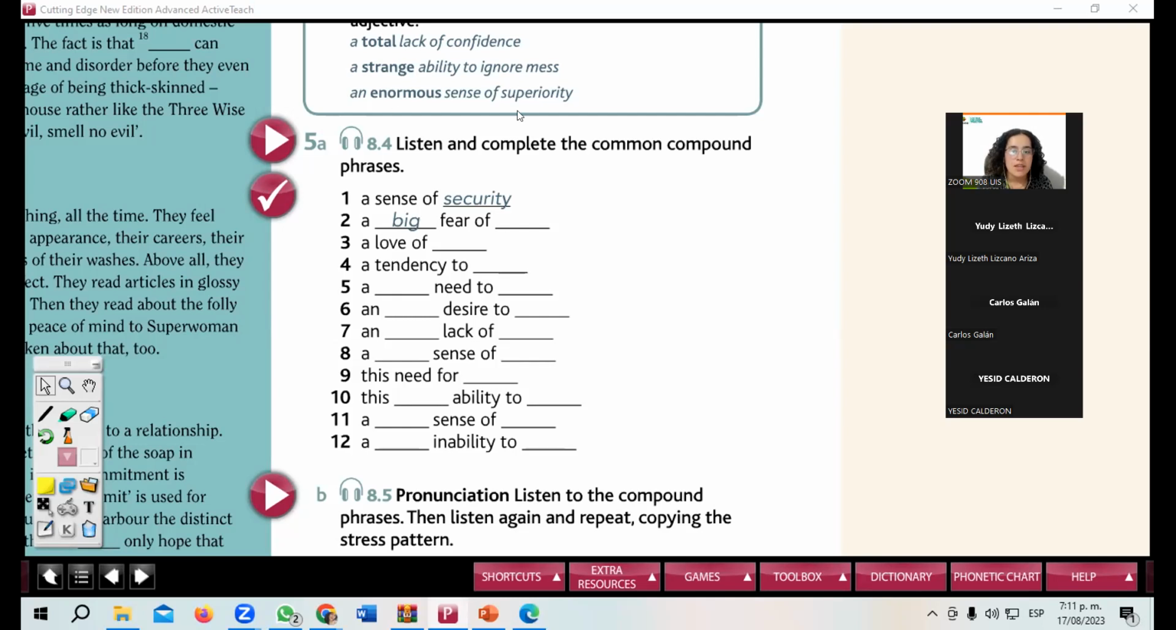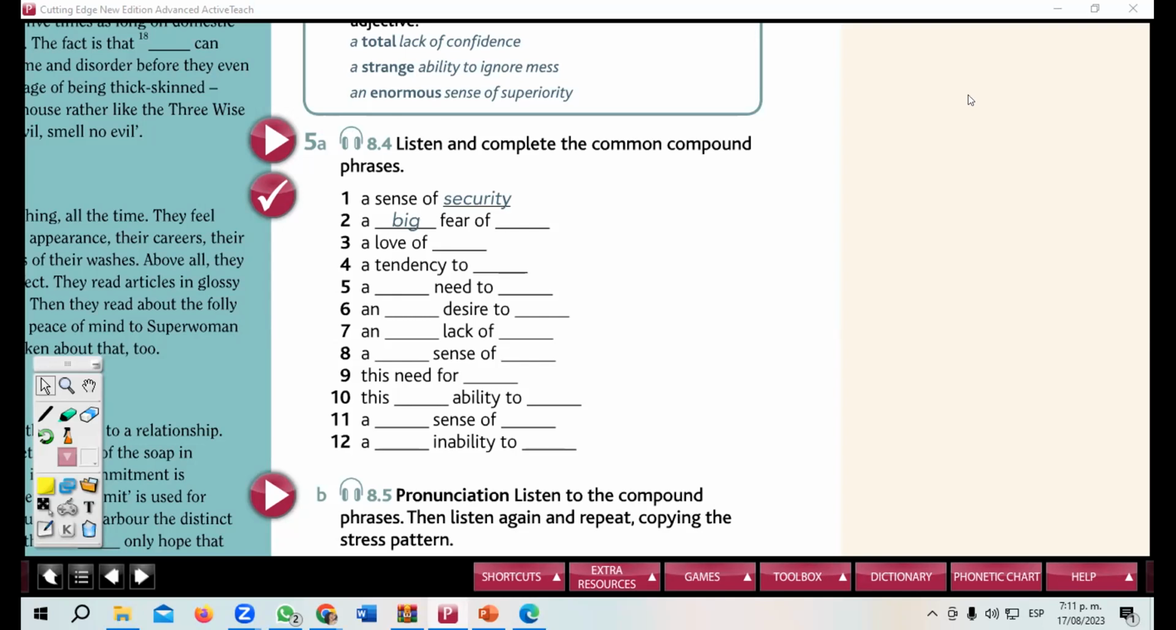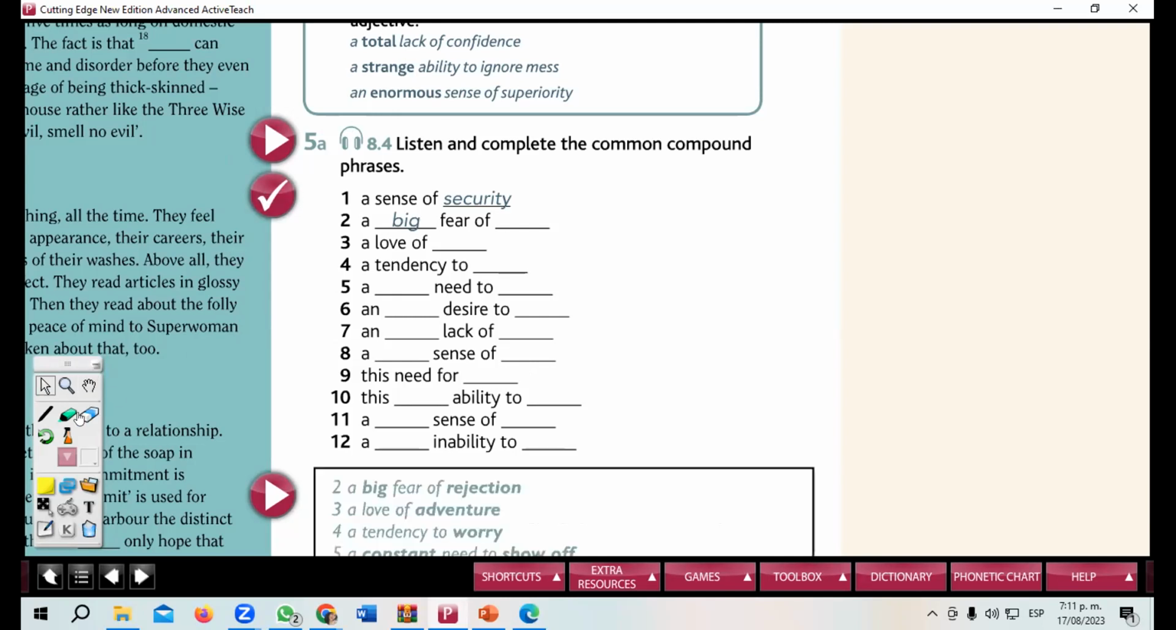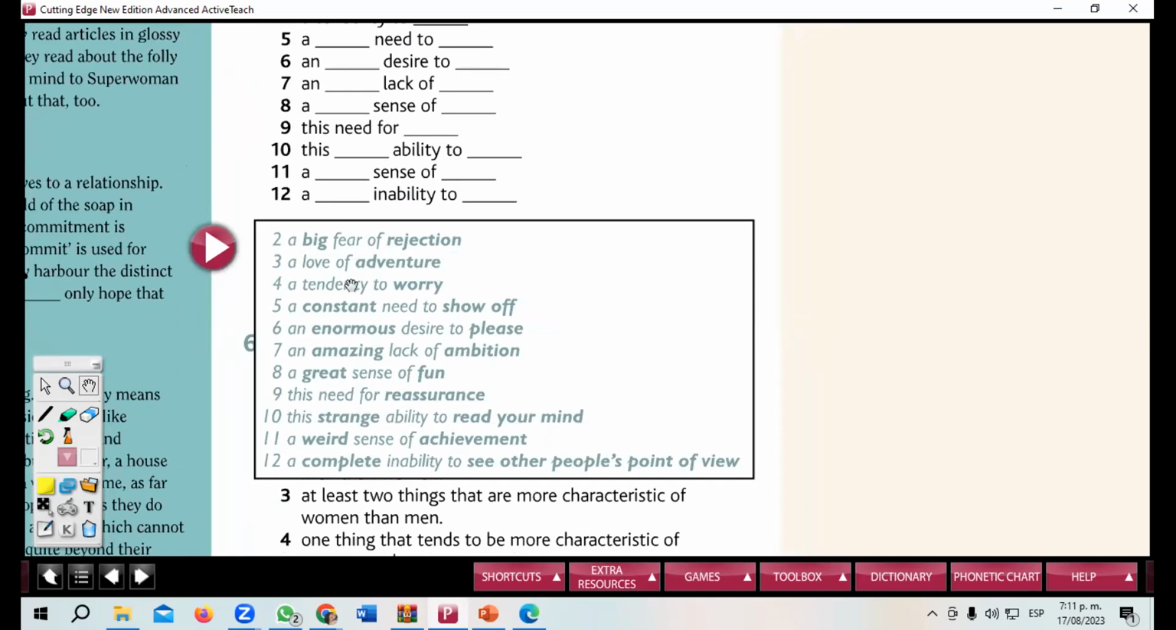All right? Thank you, guys. So these are sentences or phrases that are very common in English to express our ideas. I will show you the answers here on the screen: a big fear of rejection, love of adventure, a tendency to worry, a need to show off, desire to please, lack of ambition, sense of fun or sense of humor, need for reassurance, an ability to read your mind, a sense of achievement, or an inability to see other people's point of view. Okay?